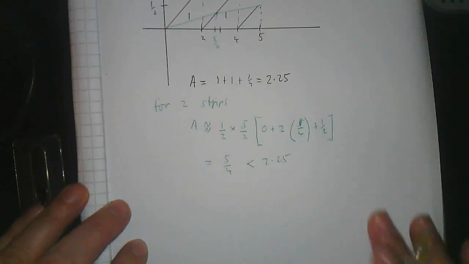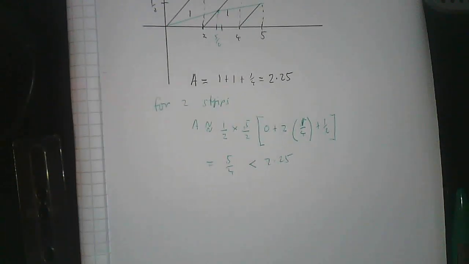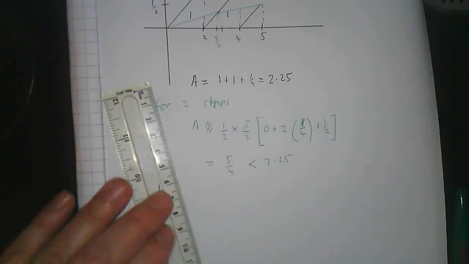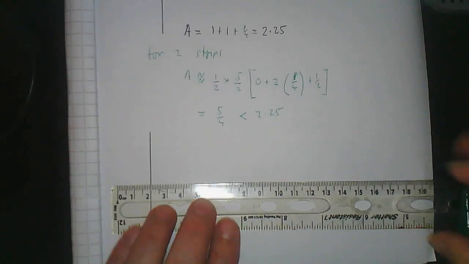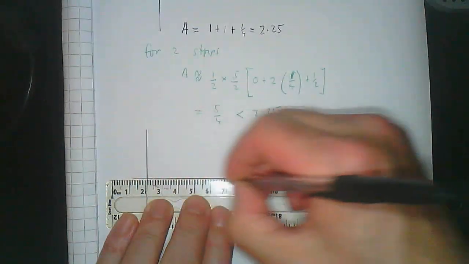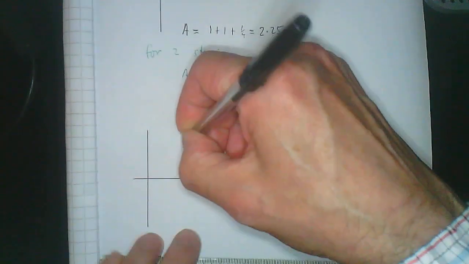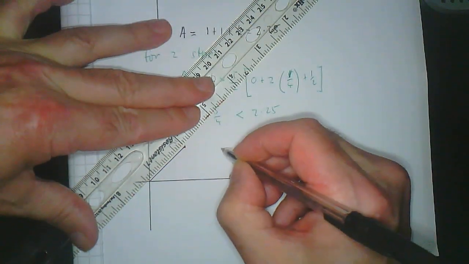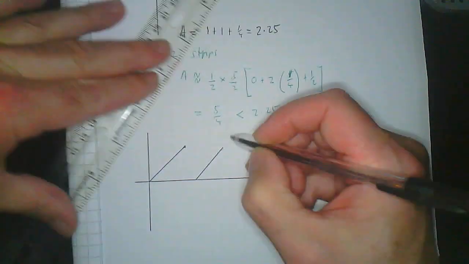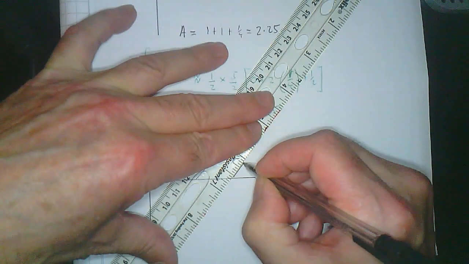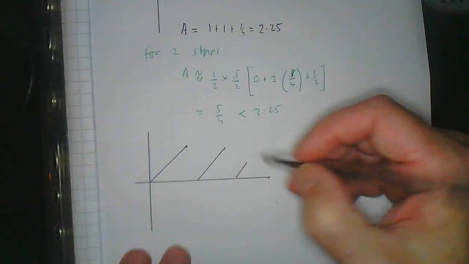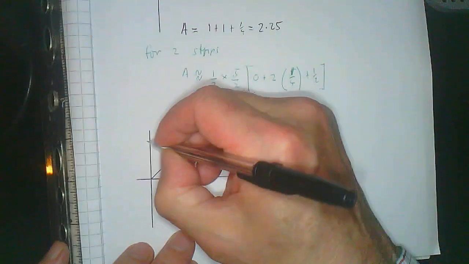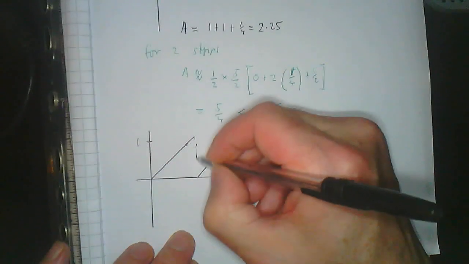Now let's look at 3 strips. I need to draw my diagram again for 3 strips. Let's draw it over here. 3 strips now. So this bit's the same. It's going up from 0 to 2. 0 to 2. Again here, 2 to 4. Finally 4 to 5. Let's get these a little bit extended. Okay, like that. So that's 1 up there. These match up down here.